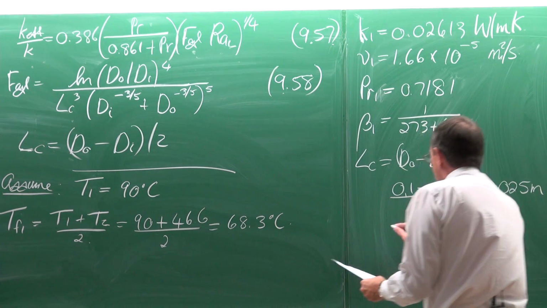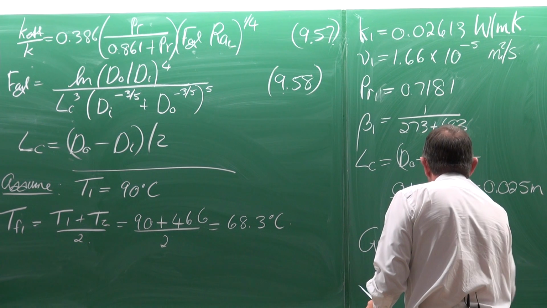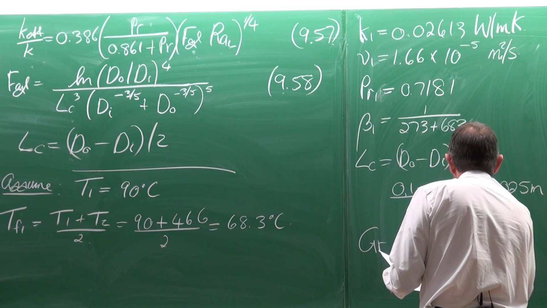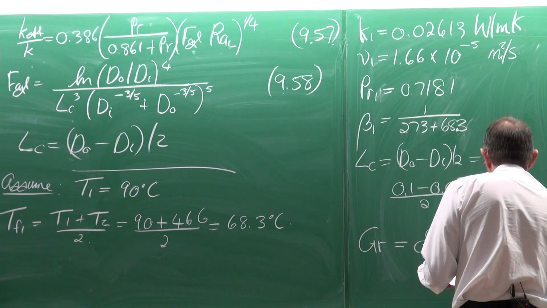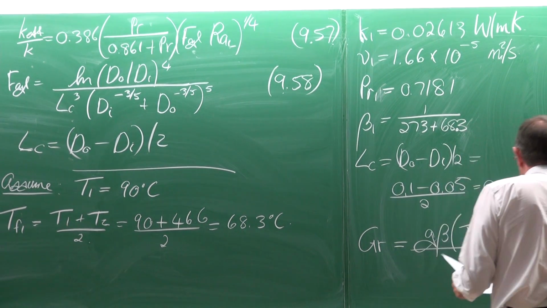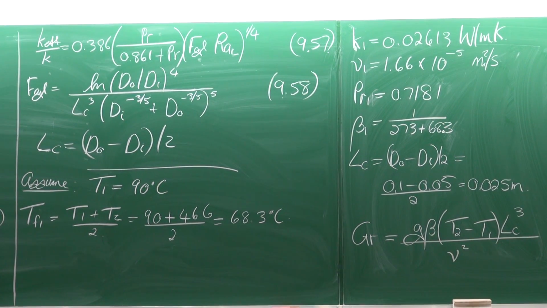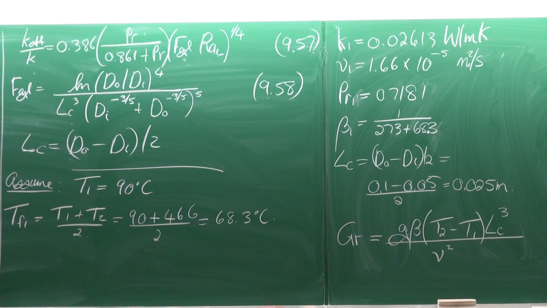All right, now the Grashof number. The Grashof number is equal to g times beta multiplied by T2 minus T1 multiplied by the characteristic length to the third, divided by the kinematic viscosity squared. Previously, we have used the diameter here. Now it specifically says we have to use the characteristic length LC.